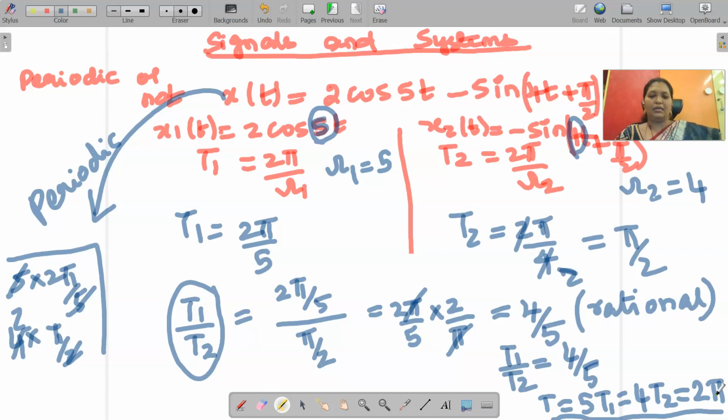So in general, how can I write it? The given signal x of t is periodic with the time period capital T equal to 2 pi seconds. So finally you write that sentence and finish up the problem.